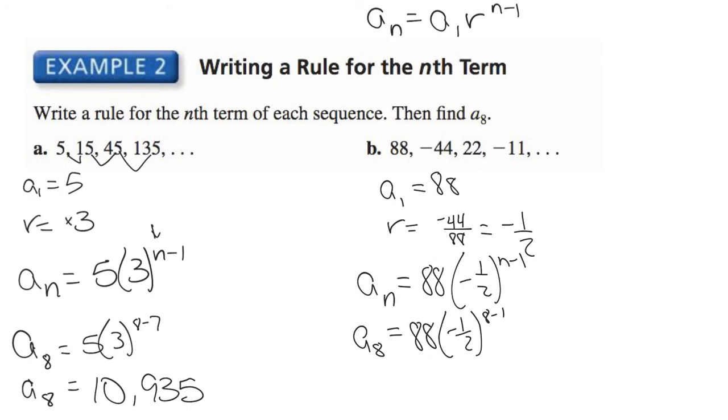So that's 88 times negative 1/2 raised to the 7th power. If you go ahead and work on that, it's 88 times a negative, what is that, 2 to the 7th is 128. So 88 over 128 reduces down, and you get negative 11 over 16. Hopefully that makes sense. All we did was pull from the rule the two main pieces, create our equation, and plug in a term value.